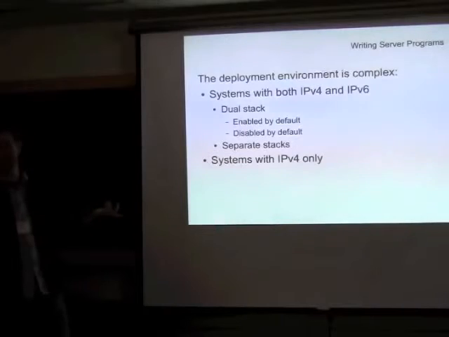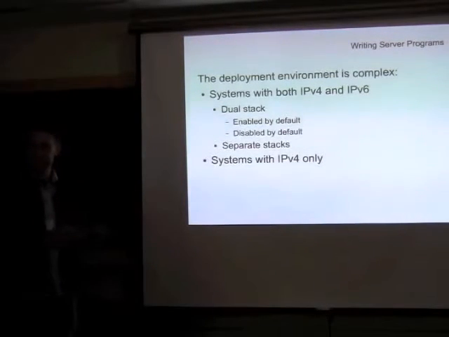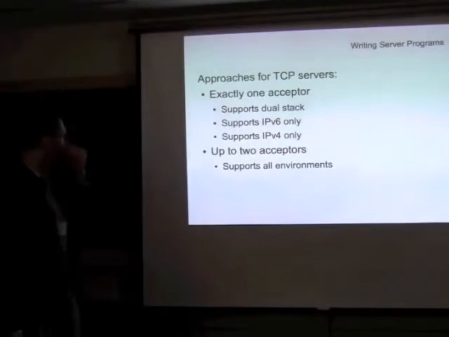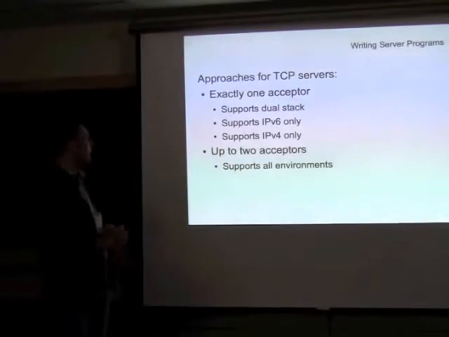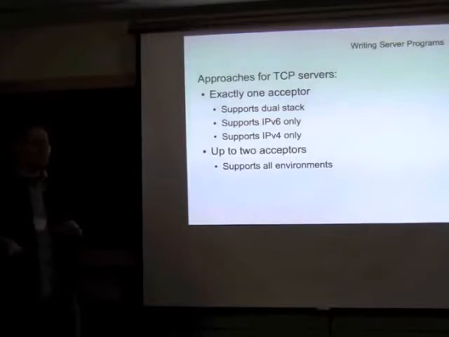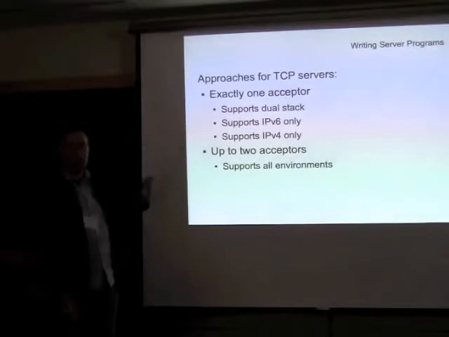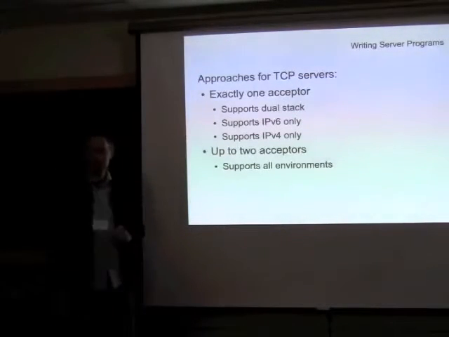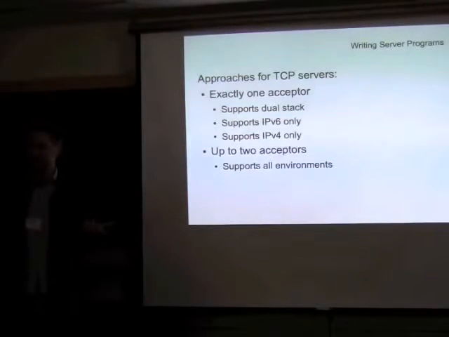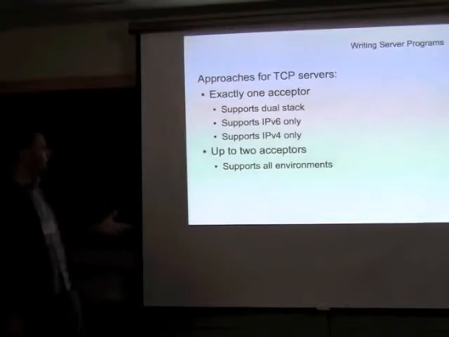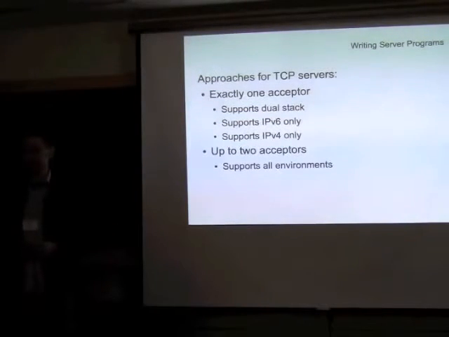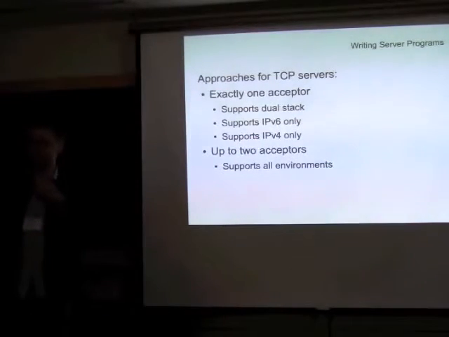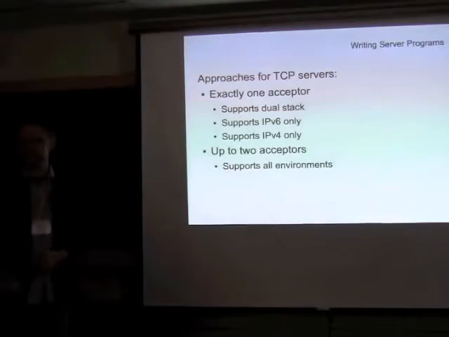So, this is quite complex. How can we write servers that can deal with all of these deployment conditions? Okay, so if you're running a TCP server, then you can make a choice based on this. You can either go with just having one acceptor, one listener, and in that case you can support dual stack, you can support IPv6 only, or you can support IPv4 only, or if you are willing to take the extra complexity, you can run two acceptors, and then be able to deploy your program to all types of environment.